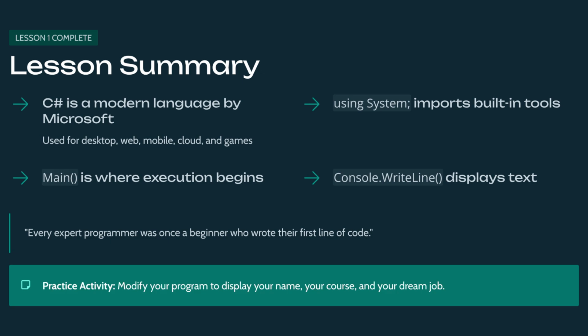Remember that programming is a skill developed through consistent practice, curiosity, and patience. Don't be afraid to make mistakes, because every error is an opportunity to learn something new. Continue experimenting with your code, change the messages you display, and observe the results. In our next lesson, we will move beyond displaying text and learn how to use variables and data types to store and manipulate information, making our programs more interactive and useful.